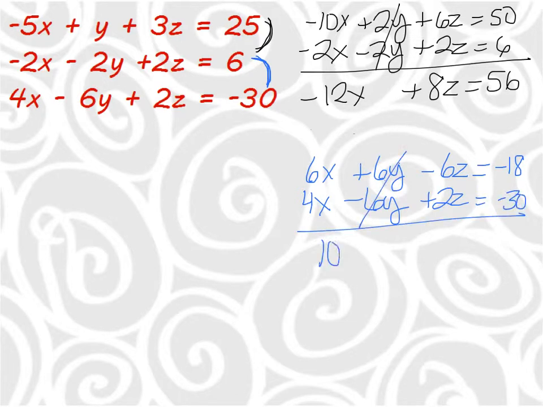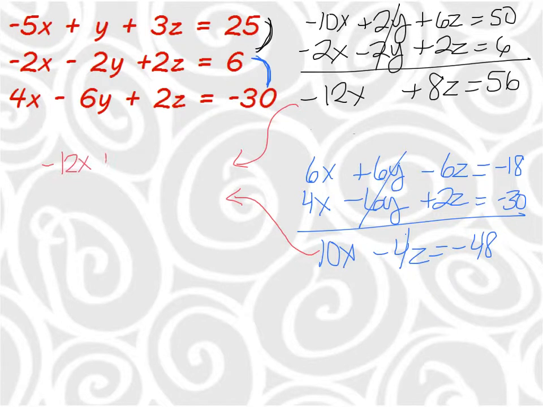Y's drop off. I get 10x minus 4z equals negative 48. And what I've accomplished here is to get two equations that use the same two variables, x and z. So then my next job is to take those two equations and solve the system of equations with those. So looking at those, I think I'm going to leave the top equation the same. And then the bottom equation, I'm going to take times 2. What I see happening here is being able to get rid of the z.